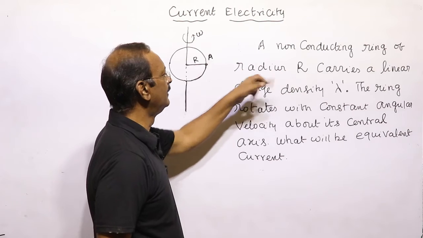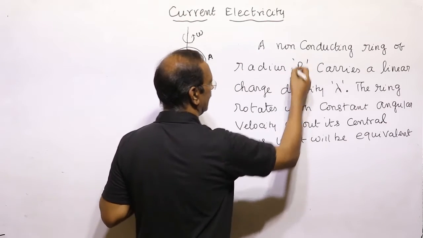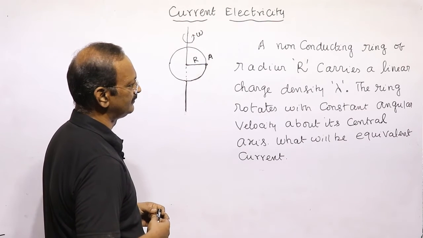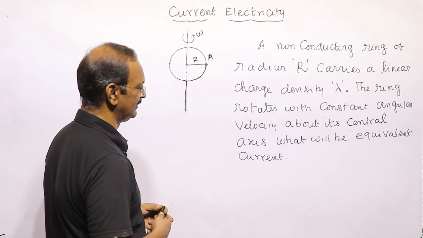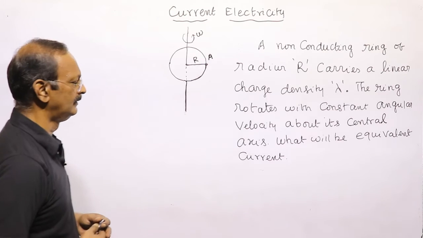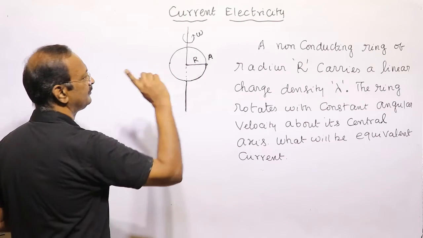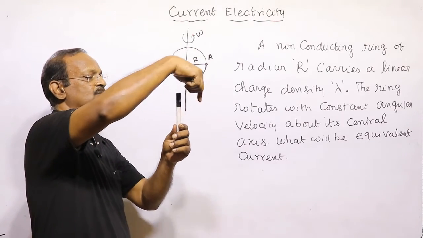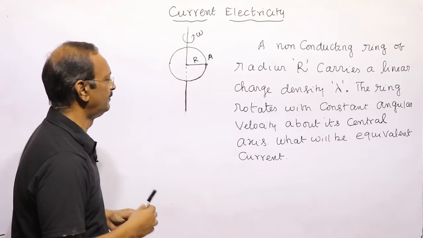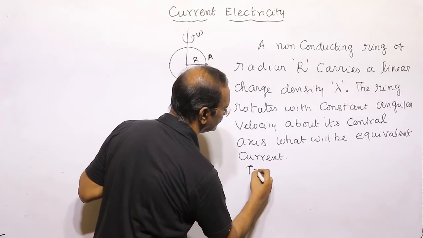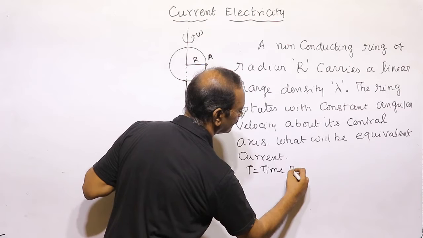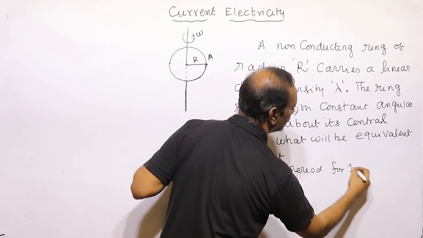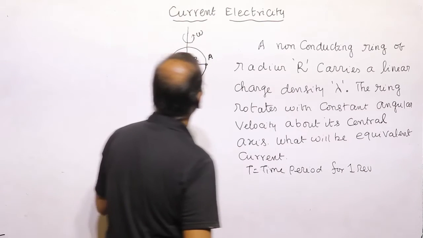A non-conducting ring of radius r carries a linear charge density lambda. The ring rotates with a constant angular velocity about its central axis. What will be the equivalent current? See, this is the ring, and it rotates about the axis. It means it makes 1 revolution, 2 revolutions, 3 revolutions. So T is the time period for one revolution.